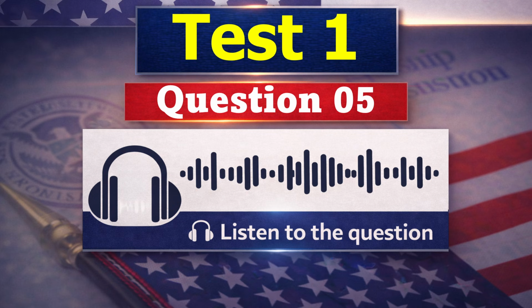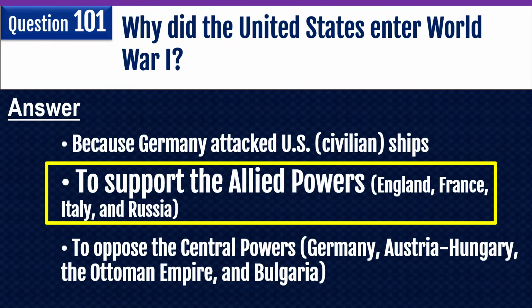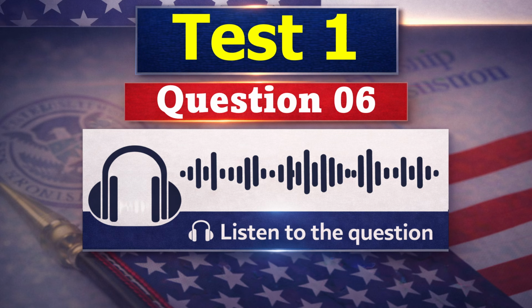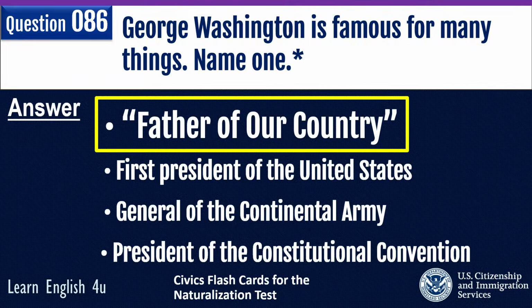Why did the United States enter World War I? To support the Allied powers. George Washington is famous for many things. Name one. Father of our country.